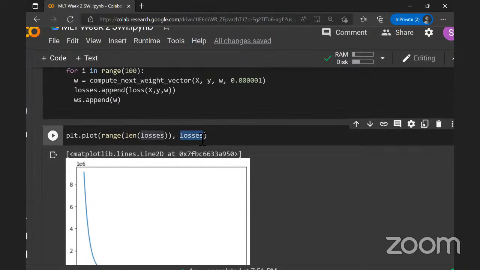Values, the value of the loss function after every iteration. And how many iterations were there? These many, the length of the losses list. And I'm using a range function to create an array starting from 0, 1, 2, 3 up to length of losses list minus 1, in order to plot this.